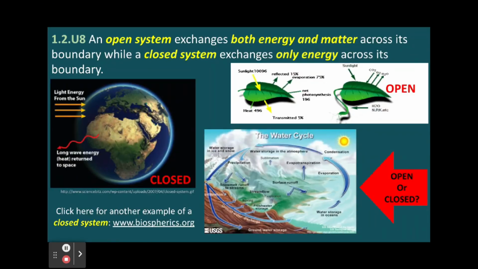An open system exchanges both energy and matter across its boundary with its environment. For example, an ecosystem is an open system because it receives inputs of solar energy and nutrients from outside and releases outputs of heat and waste materials to the outside.